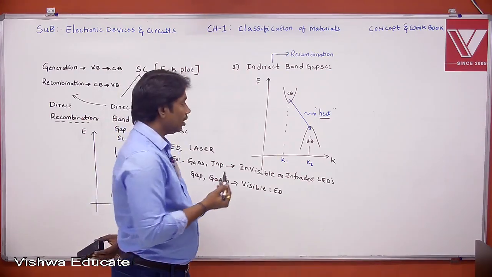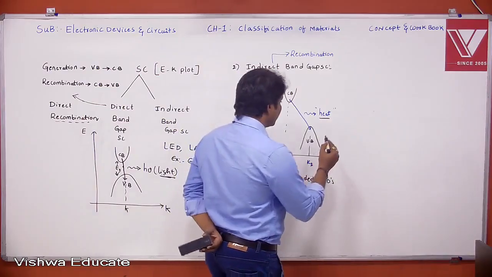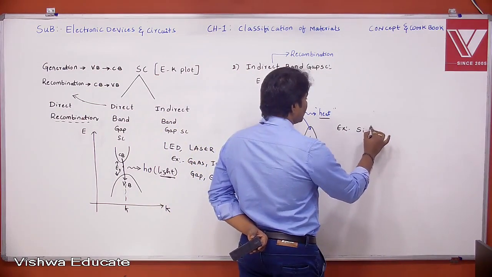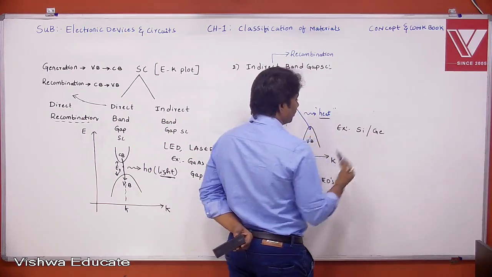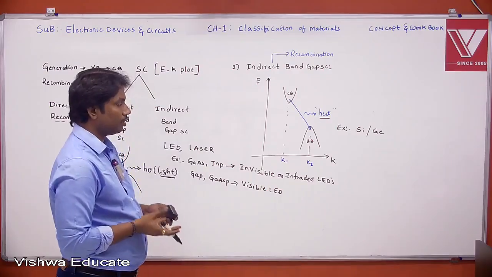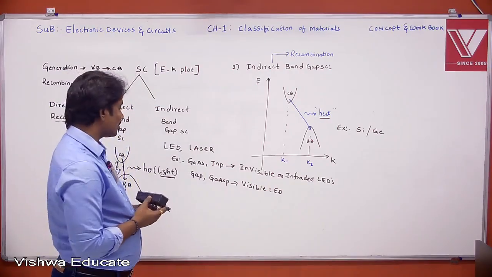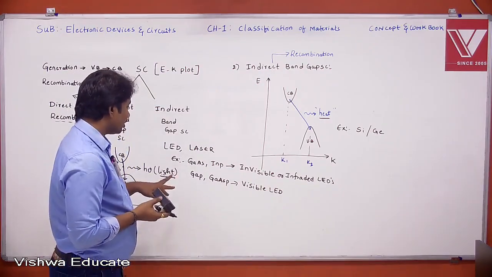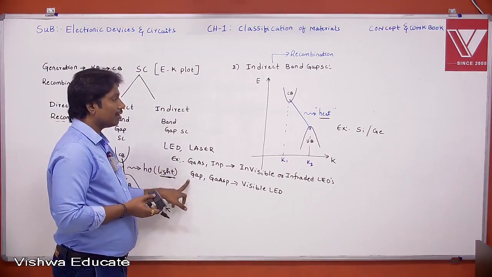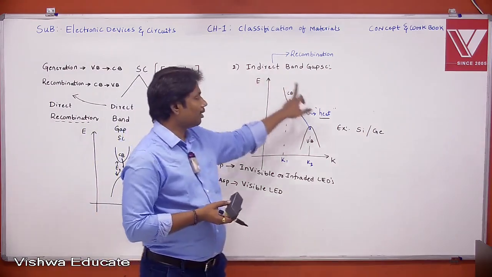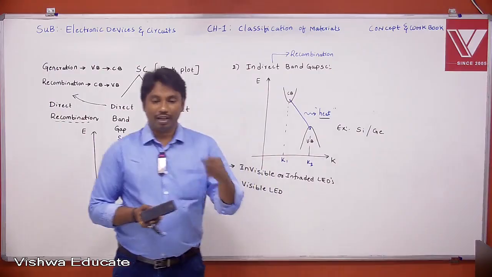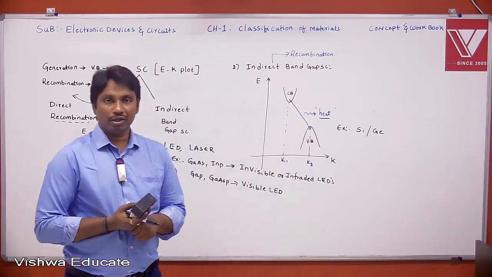Now, what are the examples for indirect band gap semiconductor actually? Simply silicon and germanium. Now tell me, what is the conclusion actually here? The conclusion is, here the direct band gap semiconductors are nothing but compound semiconductors, and indirect band gap semiconductors are nothing but elemental semiconductors. Right? Write down the observation and conclusion.